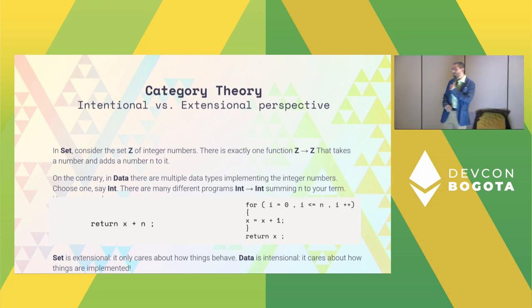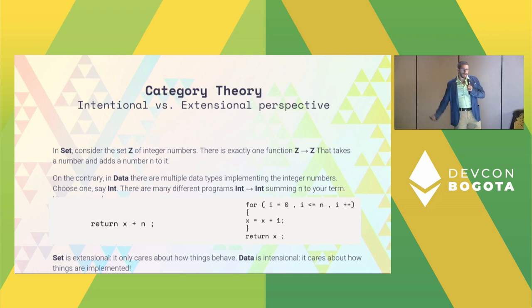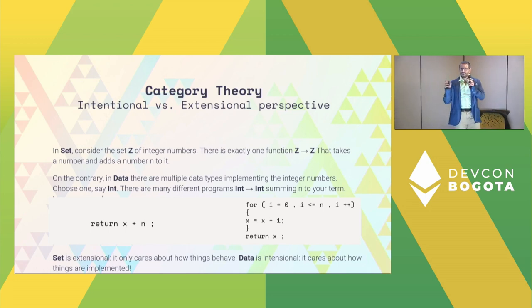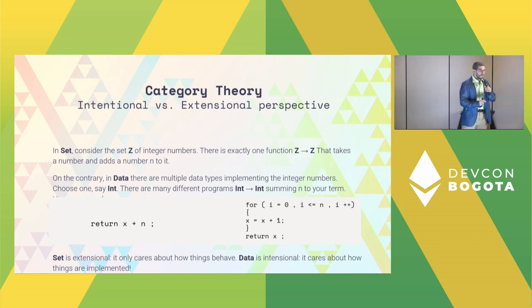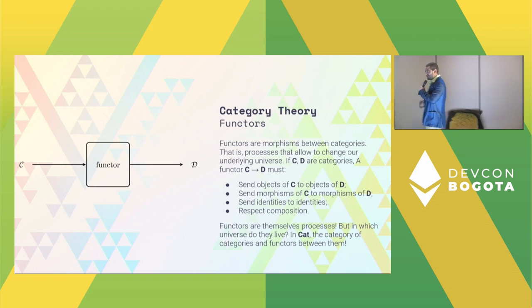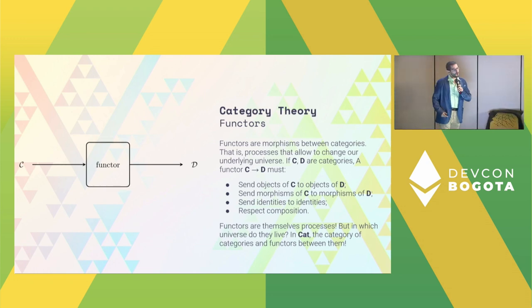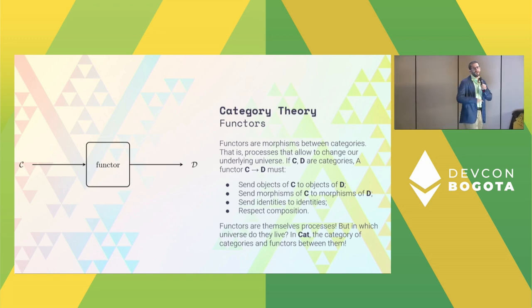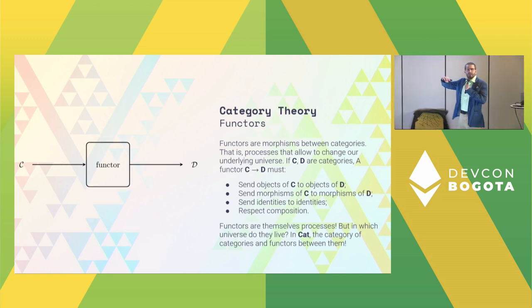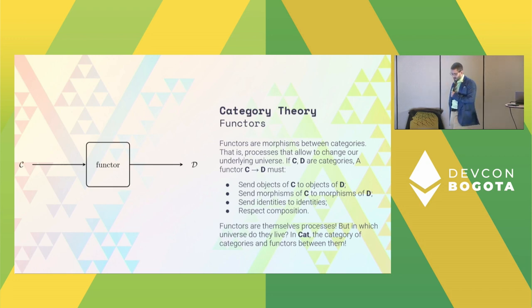In one case, you're saying, I'm only interested in behavior. I'm not interested in the inner workings of these functions. In the other one, you say, no, I am, and I distinguish two processes. They could emit the same output on the same input, but I want to keep them distinguished. Now, the cool thing about category theory is that you can connect these different perspectives. There is a notion called functor that turns a category into another category. In our framework, this would be a sort of level two box that allows you to change the universe you are working in.